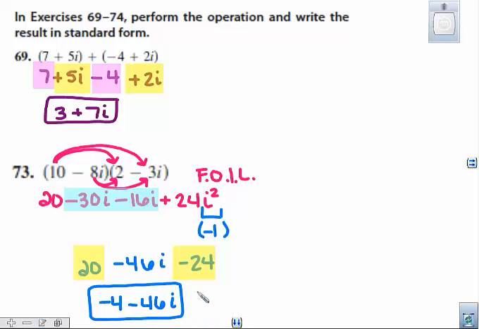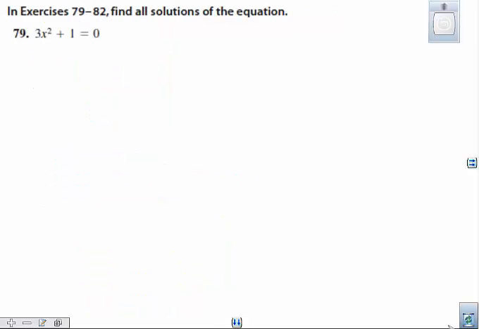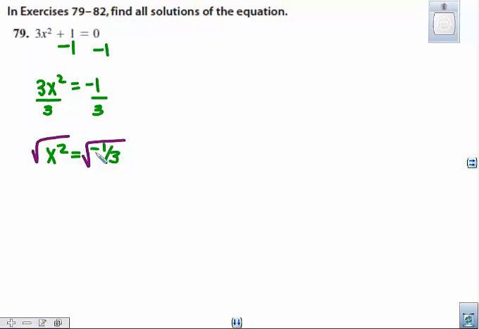All right. 79 on your review wants you to find all the solutions to the equation. Solution means x-intercepts or zeros. Okay, so normally when we do that we factor, okay, but these can't be factored. This one I can move the 1. I only have one x term, so I can just move everything and try and get x by itself. Divide by 3. To get rid of x squared, we take the square root. That leaves you with the square root of negative 1 over 3.